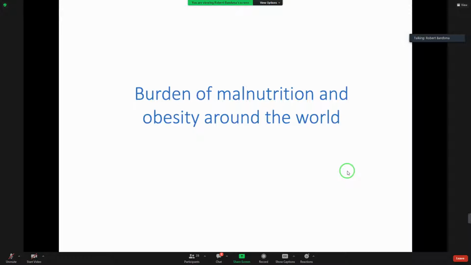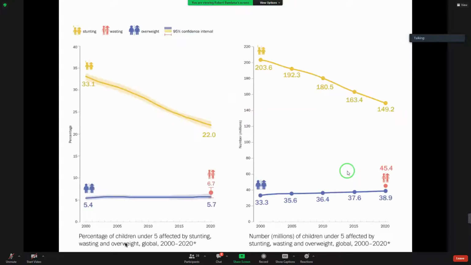Okay, so let me first start by giving an introduction to how common malnutrition is around the world, and some of the history and the trajectory of the prevalence of malnutrition over the last couple of decades. Because I think it's important to first give you that perspective, which will then explain why people around the world have invested their time and resources to try to address this problem.